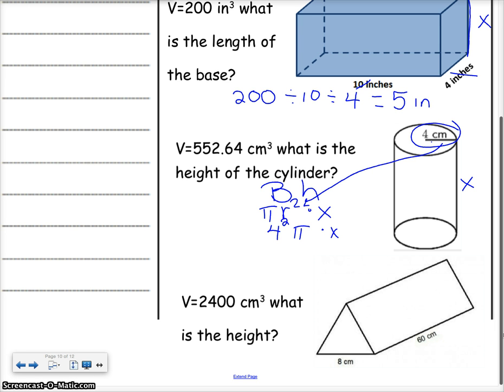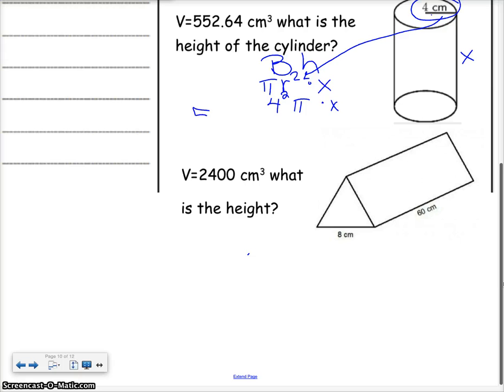And now I have everything I need. I don't really need to keep writing the formula. I just need to know pi r squared. That's all I need to know. So now you can start with your volume, 552.64, and instead of timesing by everything, I will divide by 16. That will get rid of that 4 squared. And then I got to get rid of the pi. How do I get rid of that pi? Divide by 3.14. So I get 552.64 divided by 16 divided by 3.14, and that's 11. So the height is 11 centimeters.